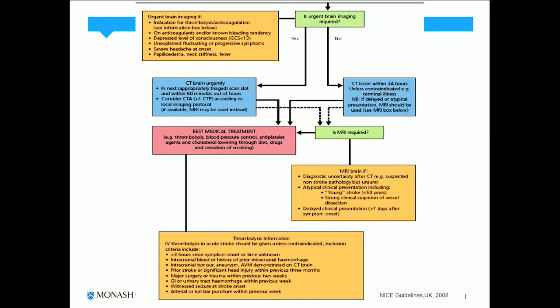treatment. Now, in the past, the indication was that if a stroke is less than 3 hours old, they can proceed with thrombolysis. However, further research has indicated that patients respond very well if they receive thrombolysis even within 4 hours after a stroke. There are also indications as to when MRI is required. So it's really useful to look at this pathway.